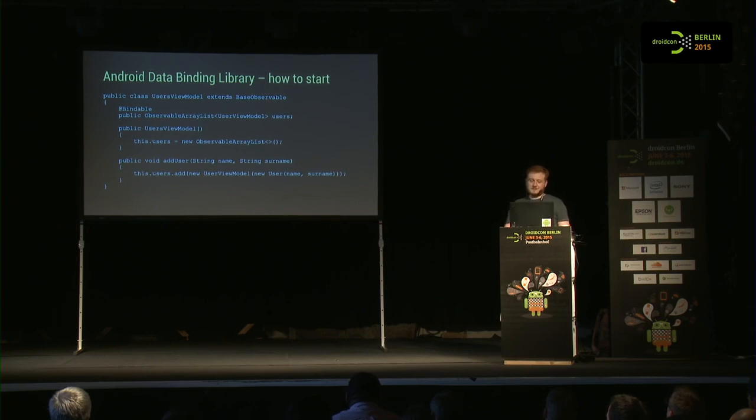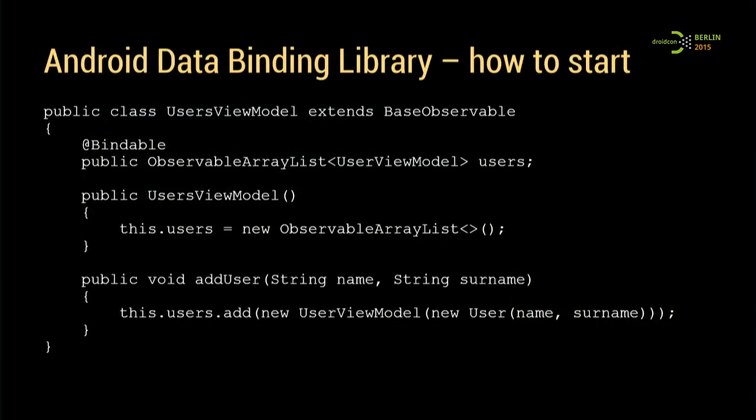First what we need is we need to create our base view model. And Google comes with observable array list, which is responsible for notifying our view that, for example, we add new item to the list, or etc. And if you want to make this bindable to the view, we need to annotate it with bindable annotation.